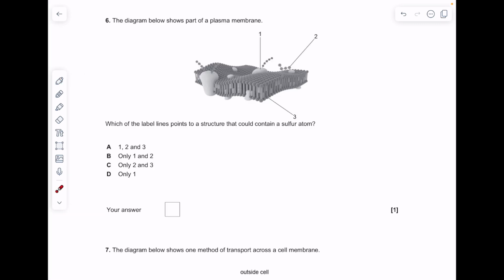The diagram below shows part of a plasma membrane. Which of the label lines points to a structure that could contain a sulfur atom? So sulfur is sometimes found in protein. So we need to look at this closely to see which of these is a protein. To me, this looks like a glycoprotein, meaning that there's a carbohydrate portion and a protein portion, so that would be one only.